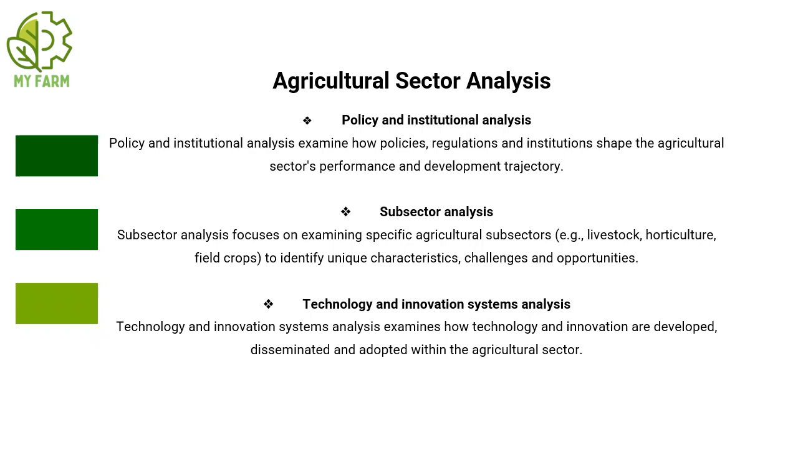Policy and institutional analysis examines how policies, regulations, and institutions shape the agricultural sector's performance and development trajectory. This includes analyzing agricultural subsidies, trade policies, land tenure systems, and regulatory frameworks. Subsector analysis focuses on examining specific agricultural subsectors, such as livestock, horticulture, or field crops, to identify unique characteristics, challenges, and opportunities. Each subsector has distinct production systems, market structures, and development constraints requiring tailored analysis and policy responses.